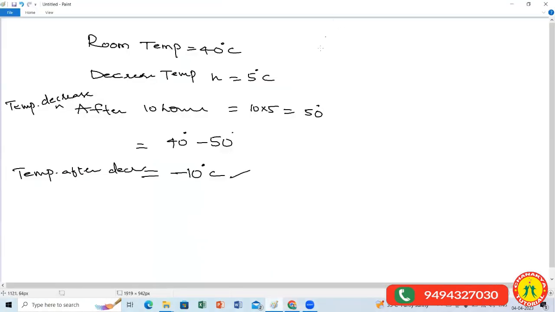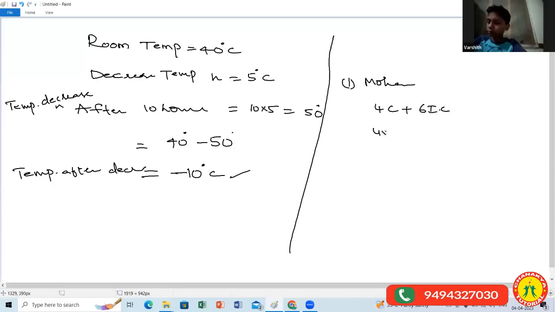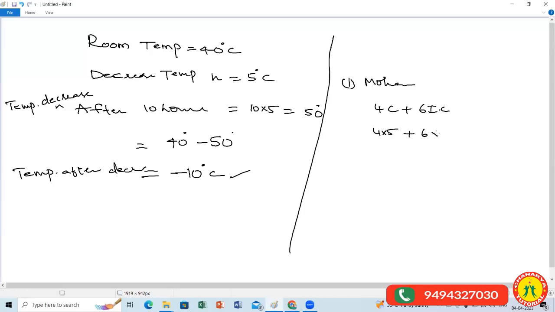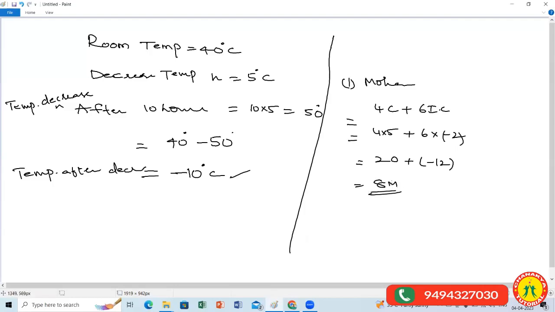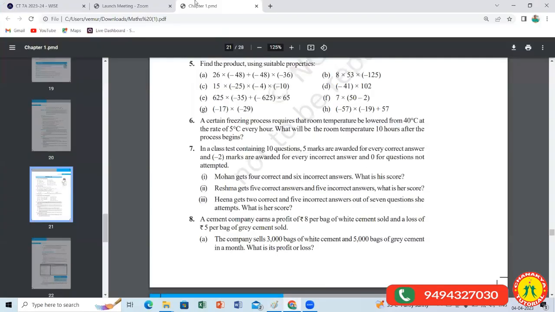How many marks for wrong? -2, ma'am. So the first question was about Mohan's score. 4 correct answers and how many incorrect? 6 incorrect answers, right? Yes, ma'am. So 4 correct means 4 fives are 20. 6 incorrect means 6 negative 2, because each wrong answer carries negative marks. 20 plus -12, which is 8, ma'am. 8 marks. Mohan scored 8 marks.